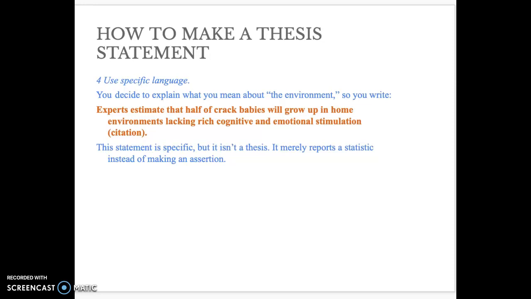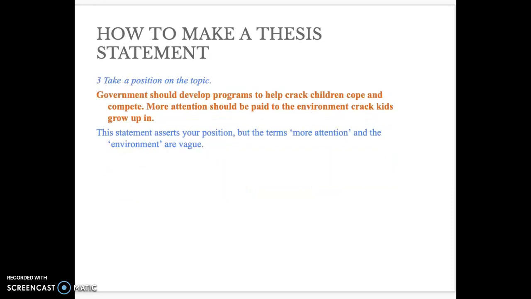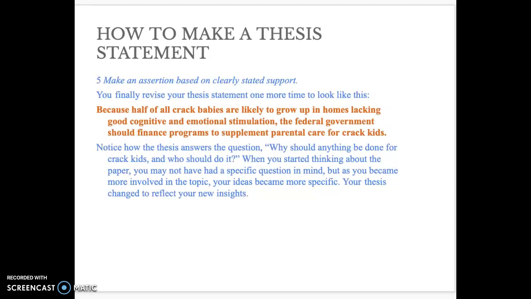And obviously you'd need a citation for this, right? And it's good because it leads nicely into the thesis statement that says, and notice how this is tighter than the one up here, because half of all crack babies are likely to grow up in homes lacking good cognitive and emotional stimulation. All right, this is the rationale. The federal government, I've identified which part of the government, should finance programs to supplement parental care for crack kids.